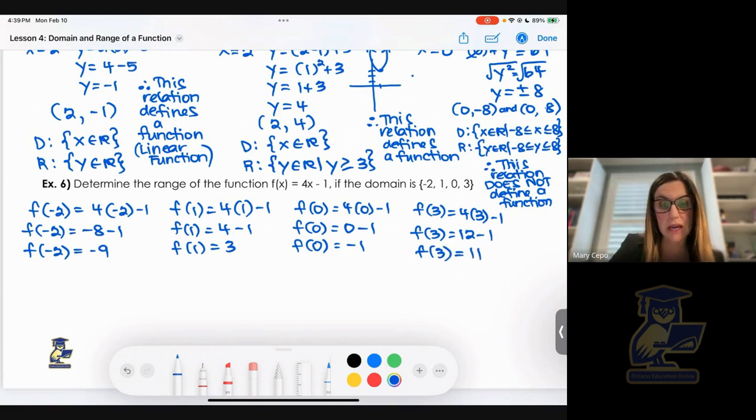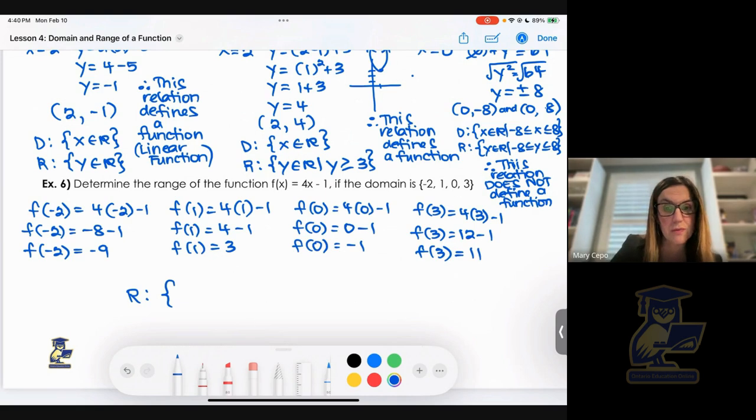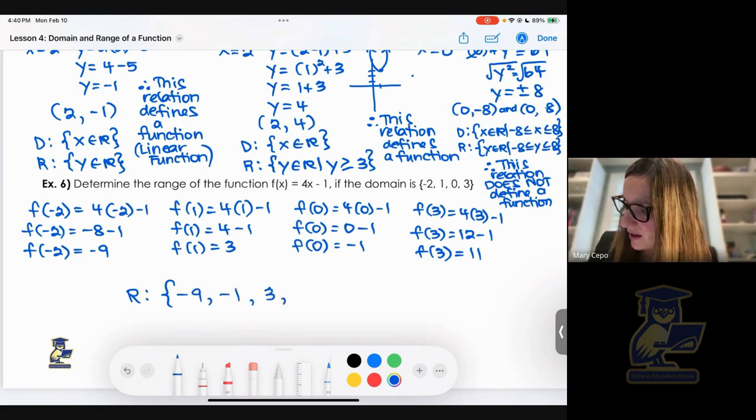So given the domain, we had to calculate and determine what the range would be, meaning what are possible values for y. So we would say the range is equal to, and again, listing it from lowest to highest, we have -9, -1, 3, and 11.